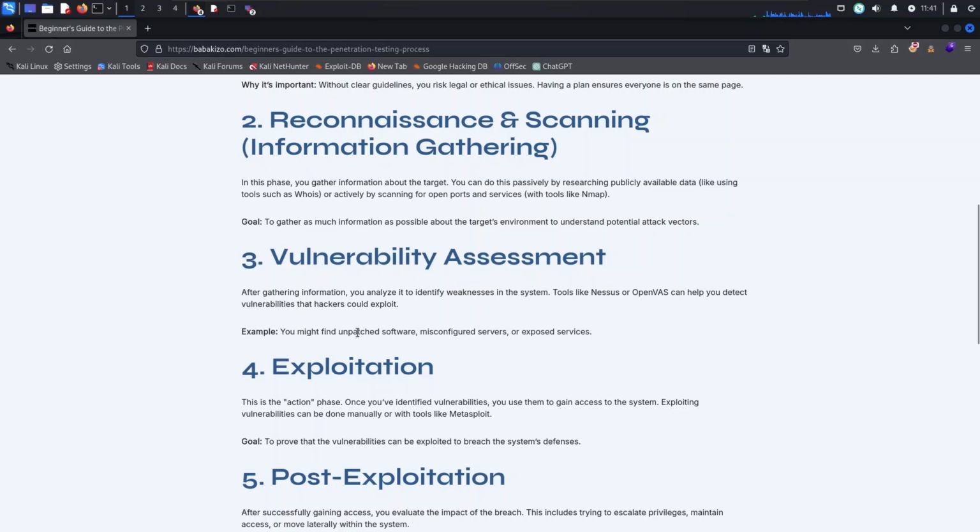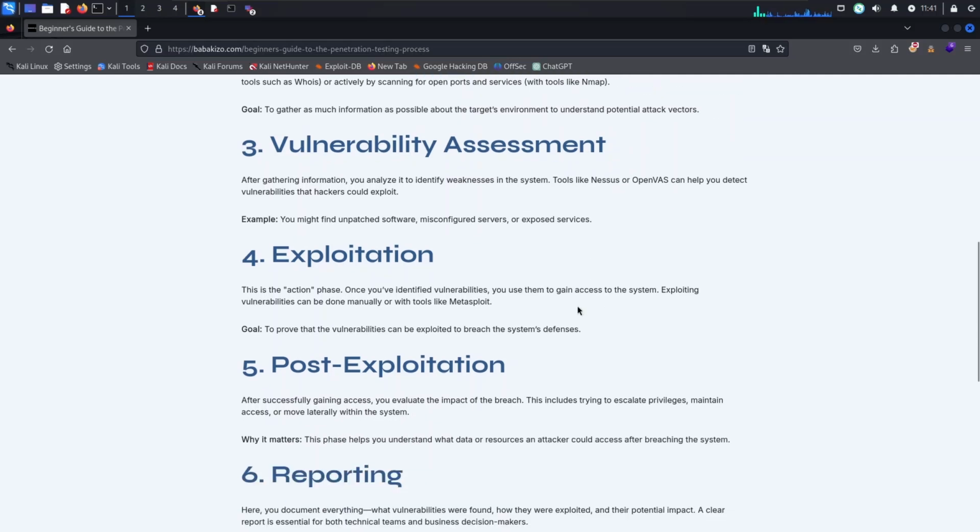Examples: you might find unpatched software, misconfigured servers, or exposed devices. These are pretty straightforward definitions. And yes, we're going to deep dive into each and every one of these topics later. We're just getting ourselves prepared for them and aware of what we're going to deep dive into later.